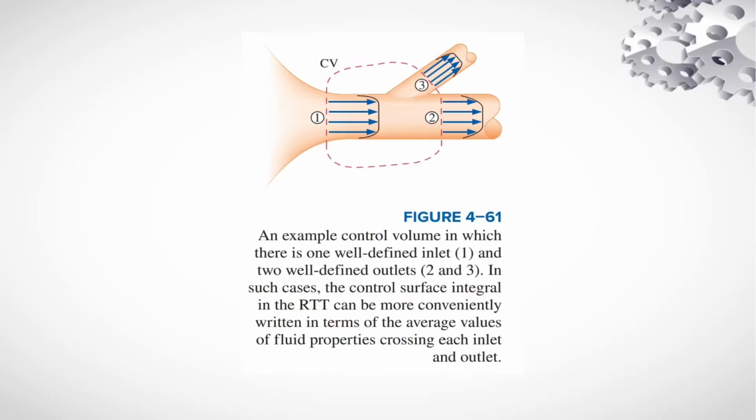In the figure, an example control volume has one well-defined inlet and two well-defined outlets, 2 and 3. In such a case, the control surface integral can be more conveniently written in terms of the average values of fluid properties at the inlet and outlets. This is the equation before. So 1 is the inlet, and the outlets are 2 and 3.